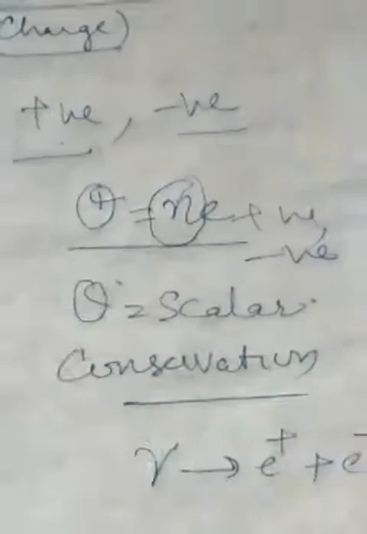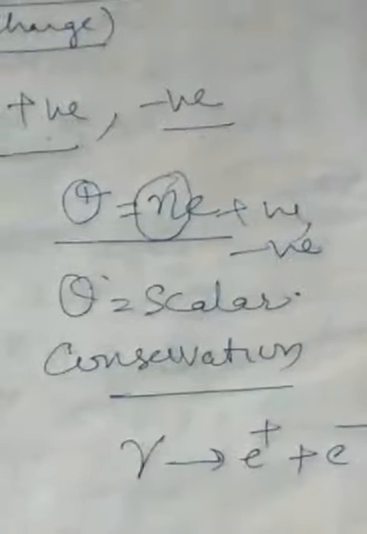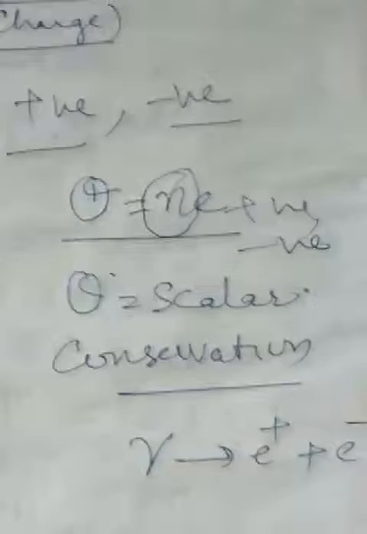Second, the charge is always a scalar quantity. Why is the charge a scalar quantity? Because it has magnitude, but no direction. And the value, positive or negative, can simply be added just like ordinary numbers, 2 plus 3, 5 plus 6, 5 minus 6, like that. So charges can be added this way.